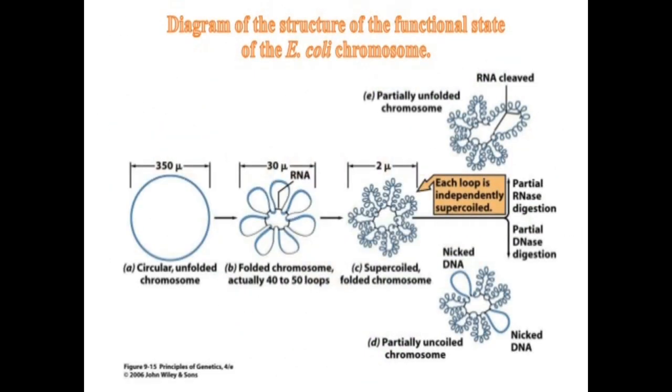So you can see how the DNA is packaged in the prokaryotic cell, that is E. coli. You can see the circular unfolded chromosome having a diameter of about 350 microns. Then it undergoes coiling and supercoiling and the size is reduced to 30 microns. The folded chromosome has 40 to 50 loops. Then it is further coiled and supercoiled, and each loop is independently supercoiled with the help of RNA, giving a partially coiled chromosome.